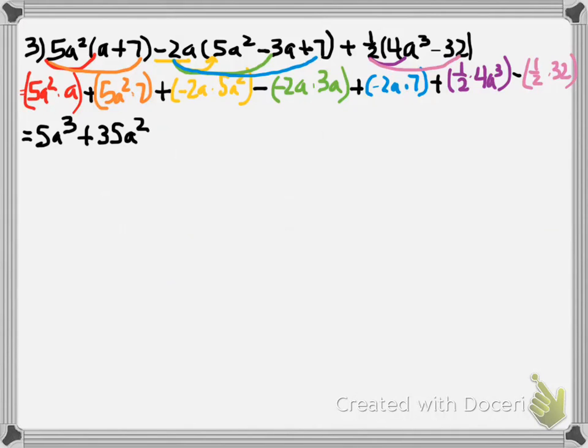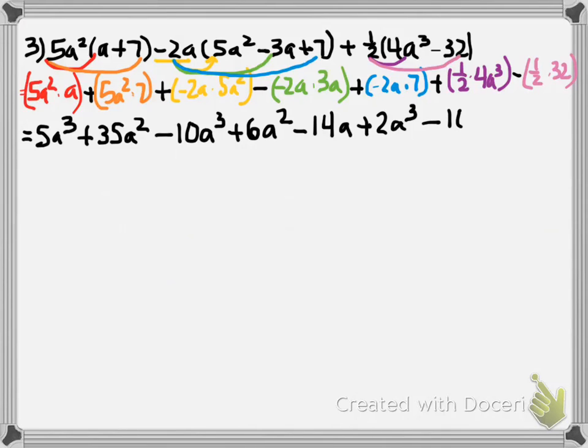Here I have a negative, so I'm going to get a subtraction sign. 2 times 5 is 10. A times a squared is a cubed. Here I have two negatives, so I'm going to get a positive, and 2a times 3a is 6a squared. I have one negative, so I'm going to get a negative, and I have 2a times 7 is 14a. Here I have a positive. 1/2 of 4a cubed is 2a cubed. And then I have a negative, and 1/2 of 32 is 16. So now what I'm going to look for is like terms.